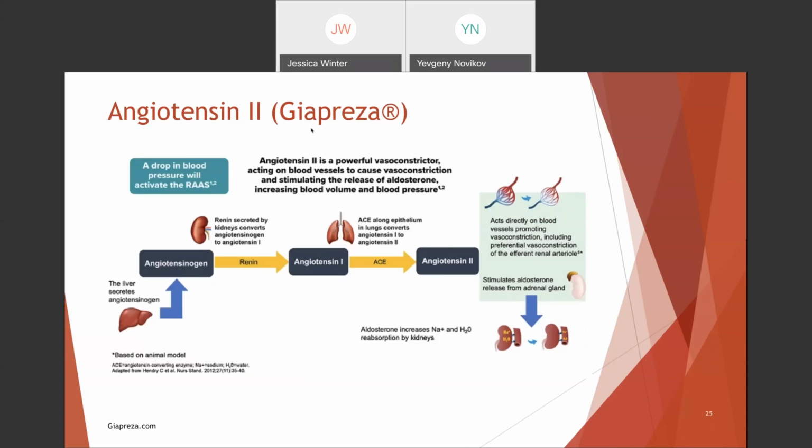Just as a reminder, the liver secretes angiotensinogen, which is then turned into angiotensin I by renin that's secreted from your kidneys. And then angiotensin converting enzyme from your lungs then converts angiotensin I into angiotensin II. Angiotensin II inside of the body is a potent hormone that acts directly on blood vessel vasculature to cause direct vasoconstriction. It's one of our body's most potent vasoconstrictors, as you guys know, because usually our target is to inhibit the conversion from 1 to 2.